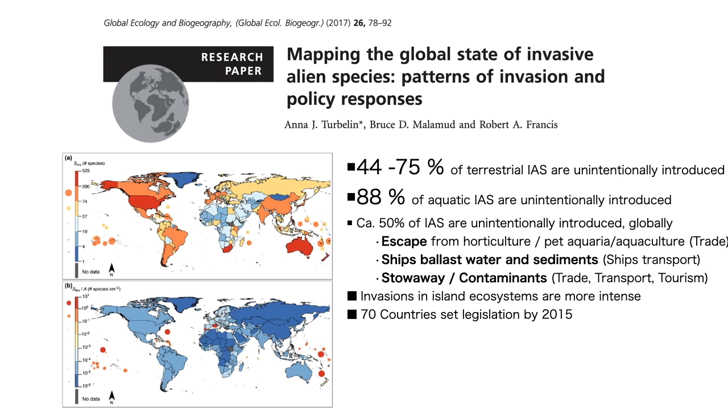Under the circumstances surrounding trade, agriculture, and health sectors, their regulatory guidance now urges some actions for invasive alien species. And this study in 2017 revealed the global state of invasion patterns and policy responses. They found more than half of invasive alien species were introduced unintentionally, through pathways of escape, stowaway, and contaminants, all related to trade and transport.